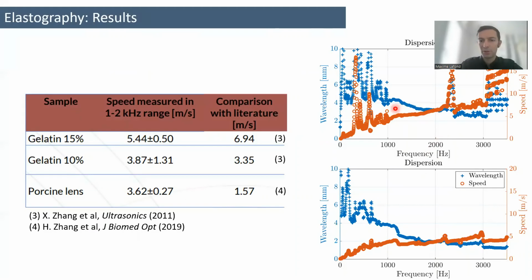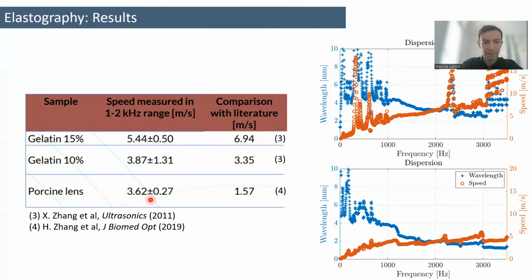Here are dispersion results. In blue, the wavelengths as a function of frequency, and in orange, the speed of the shear waves as a function of frequency. On the top right here is the result for gelatin beads, and the bottom right is the result for the lens. If we average the obtained values between 1 and 2 kilohertz, we find values that are very close to the literature values.